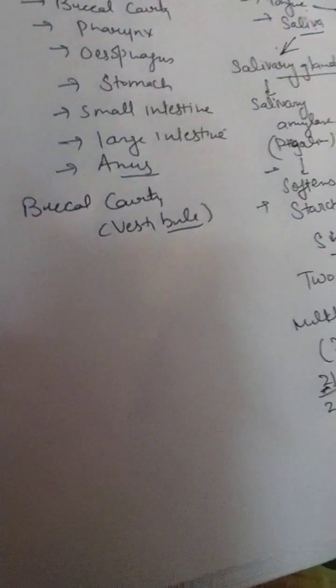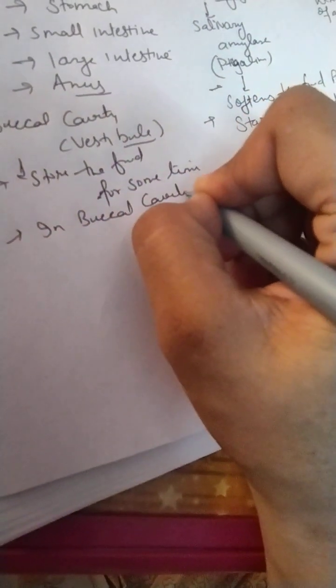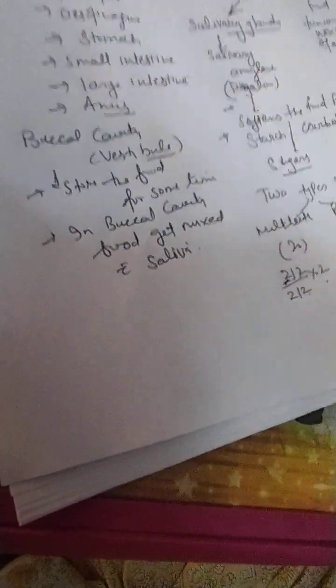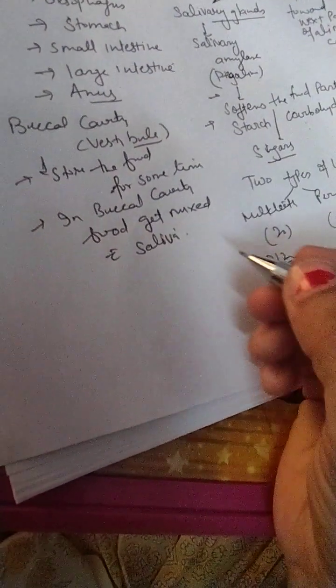Next portion is called the buccal cavity. This is also known as the vestibule. Vestibule is that which helps to store the food for some time. Secondly, in the buccal cavity, food gets mixed with saliva, and it also helps to soften the food.